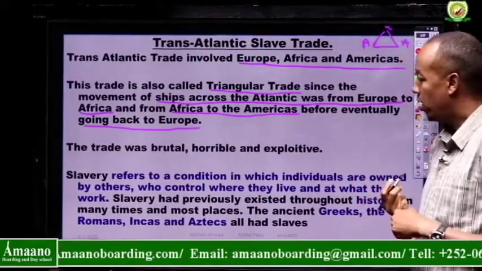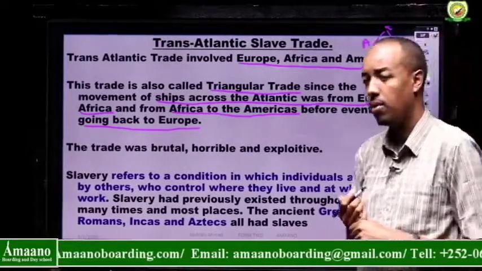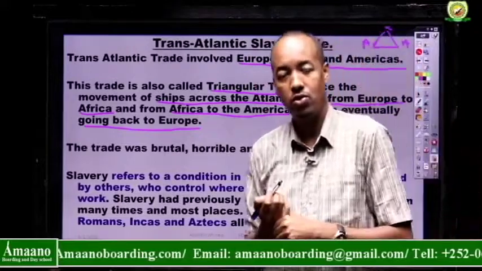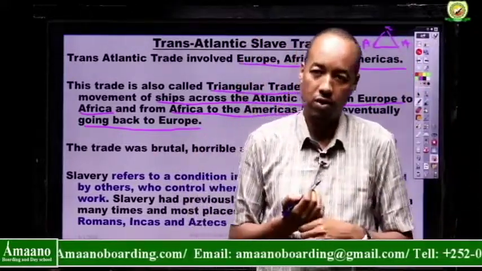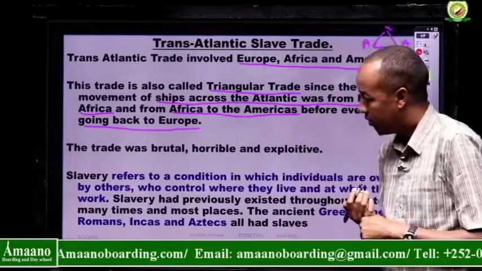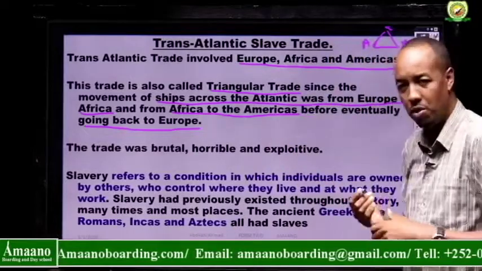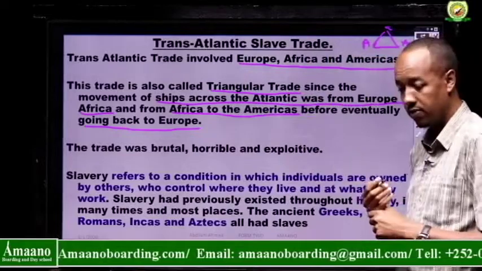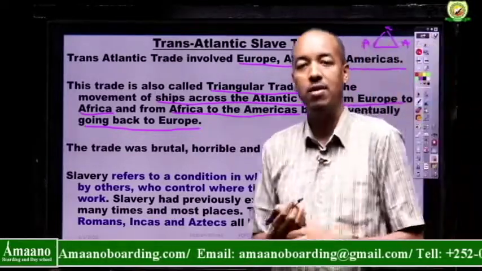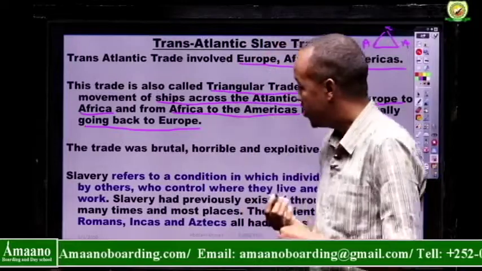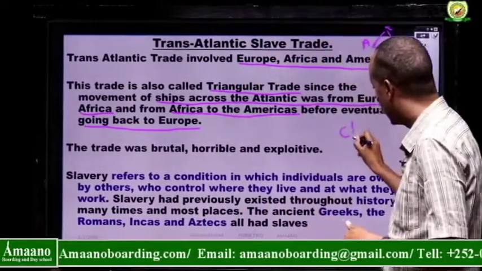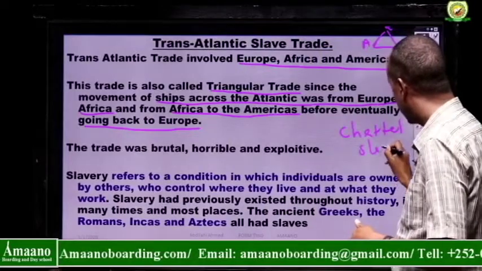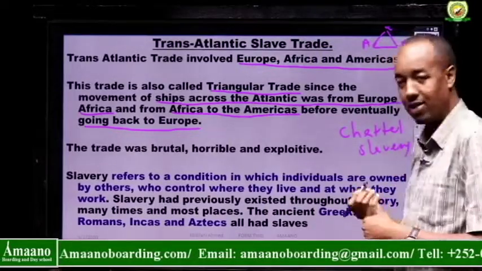The trade was brutal, horrible, and exploitative. When we're talking about the slave trade, it was really one of the worst historical experiences for the African people. The trade was very brutal. There was no mercy for the slaves. It was absolutely horrible and at the same time exploitative. Human beings were taken advantage of. Imagine, even the type of slavery that Africans had to undergo was called chattel slavery.